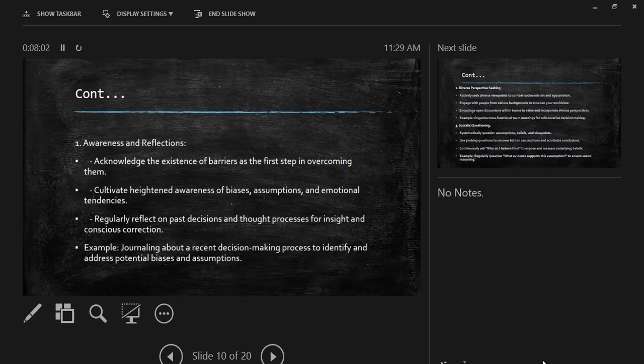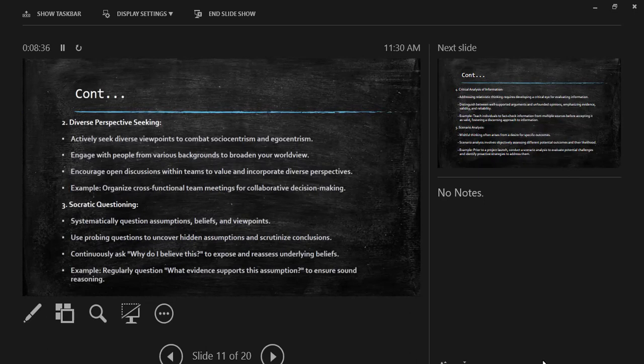The first one is awareness and reflection. As most of you know, acknowledging the existence of a problem is halfway to solving it. So acknowledging the existence of these barriers is the first step in overcoming them. Cultivating heightened awareness of bias, assumption, and emotional tendencies. How can we do it? Regularly reflecting on past decisions and thought process for insight and conscious correction. Example, journaling about recent decision-making process to identify and address potential bias and assumptions.